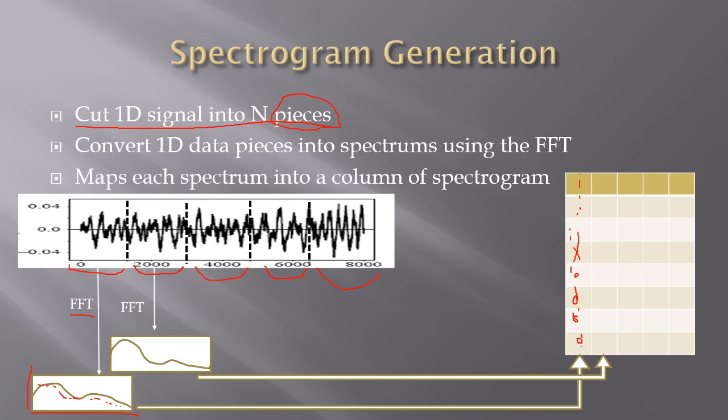After we are done with the first frame, we do the same thing with the second frame. We convert it into a spectrum using the FFT, and then from the FFT, map it again to the second column here.